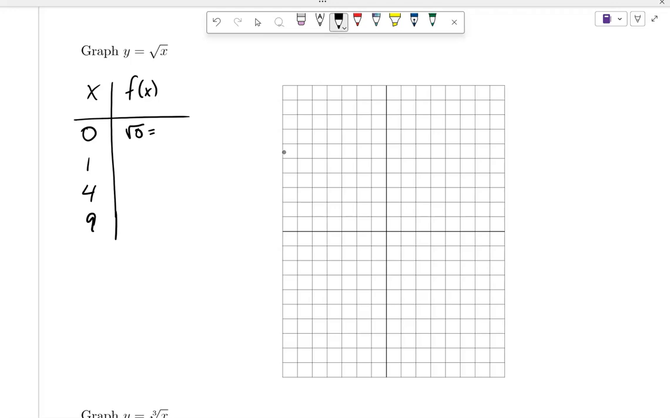What's the square root of 0? 0. Square root of 1, 1. Square root of 4, 2. Square root of 9, 3. That was why I picked those, right?